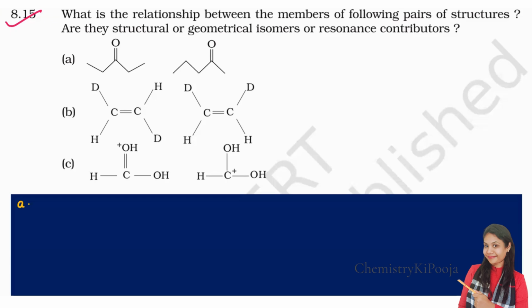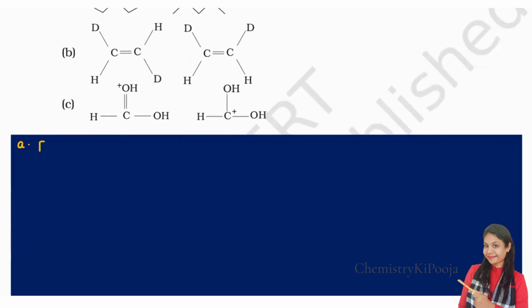In the first structure, I can see that there is a carbon double bond oxygen, so it is having the ketonic group. So basically the functional group is the same, right? In structure A, the functional group is the same, and at the same time the molecular formula is also the same.